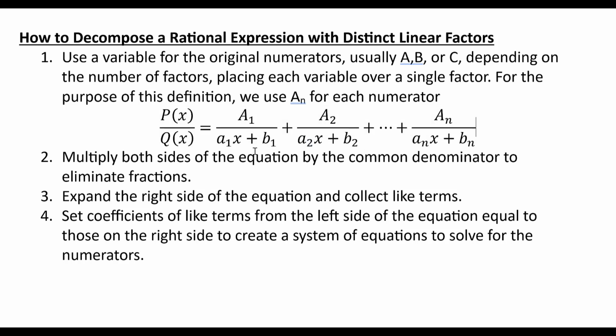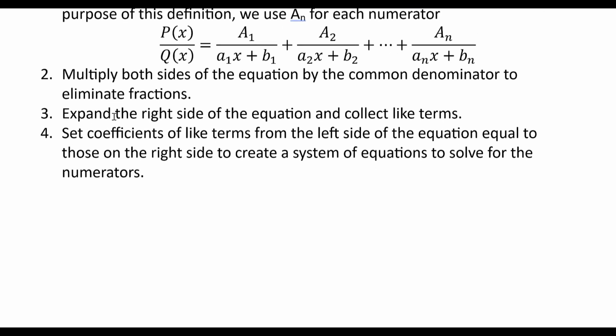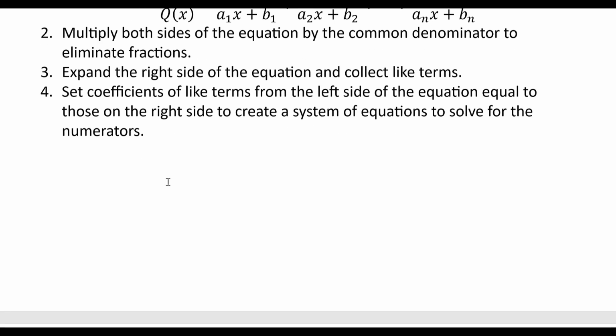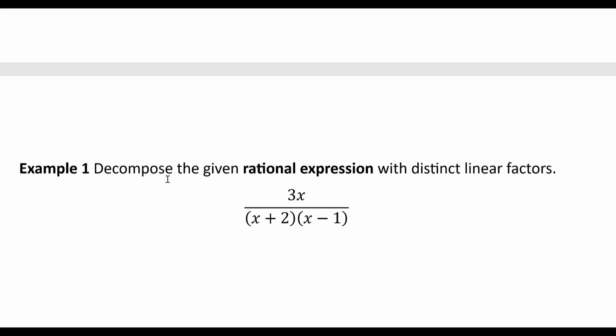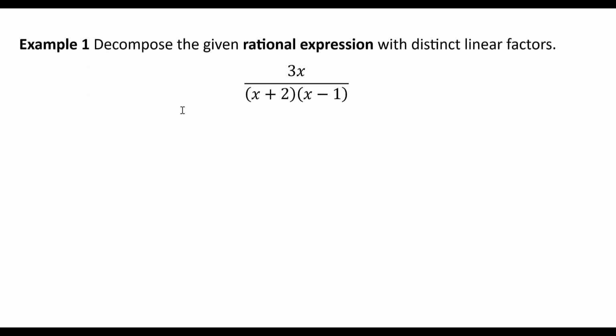Multiply both sides of the equation by the common denominator to eliminate the fractions. Expand the right side of the equation and collect all like terms. Set coefficients of like terms from the left side of the equation equal to those on the right side to create a system of equations to solve for the numerators. And so that's why we needed to know about systems of equations, so we can actually do this. So here's one. It's kind of cool.